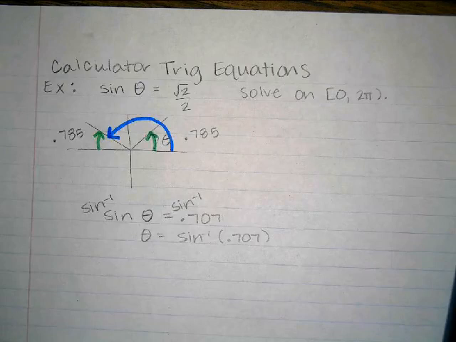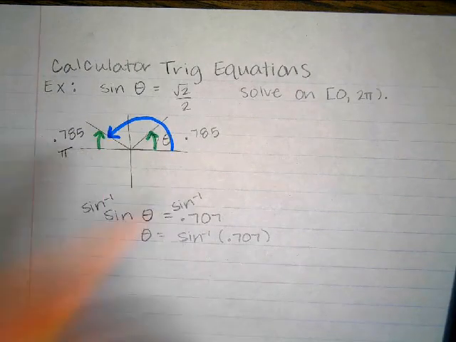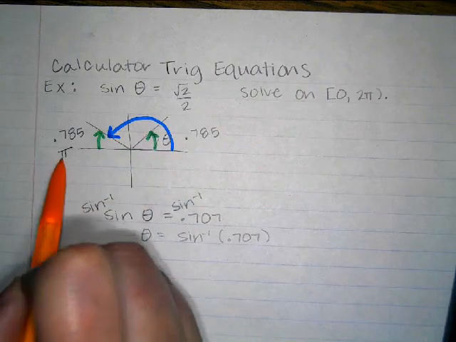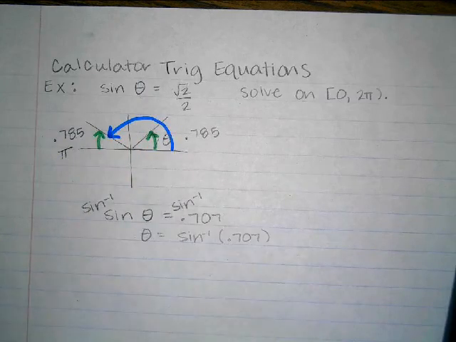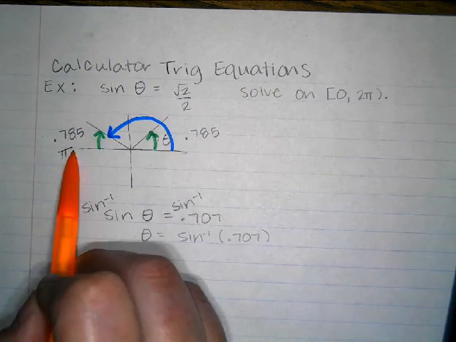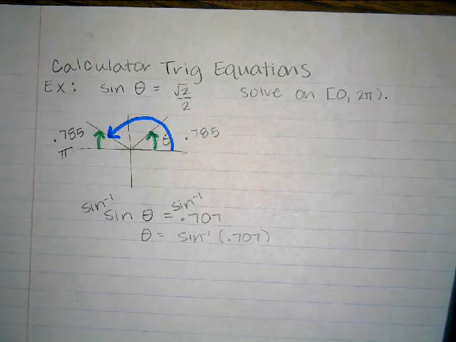Anyone know how I could find the second answer? What's a straight line in radians? 180 is in degrees. What is it in radians? Pi. So a straight line is pi in radians. I'm going to take the whole straight line pi, and I'm going to subtract off that decimal, and that's going to give me the blue angle. Does that make sense? I'm going to subtract off that angle, and it's going to give me the second angle. It's going to give me the blue part. So this blue is going to be, let me draw it this way.